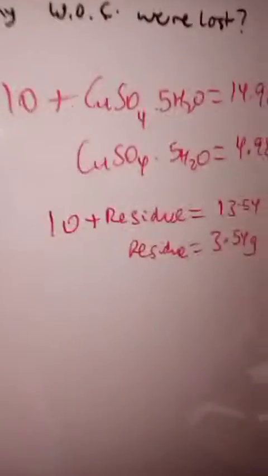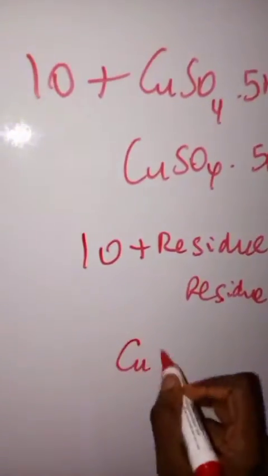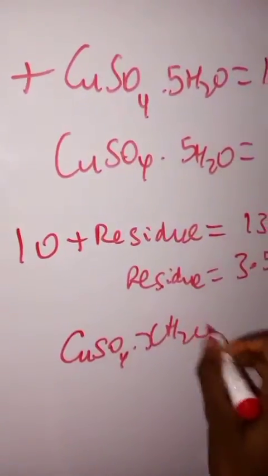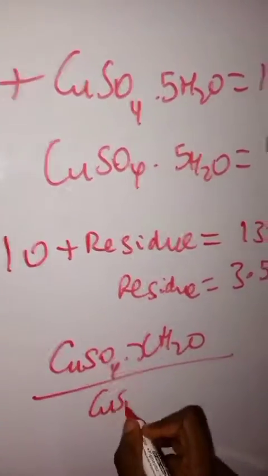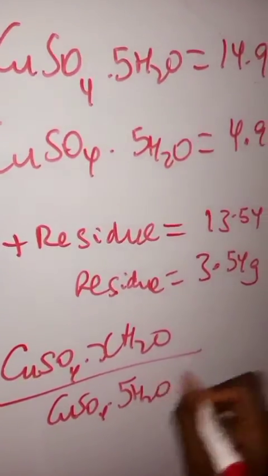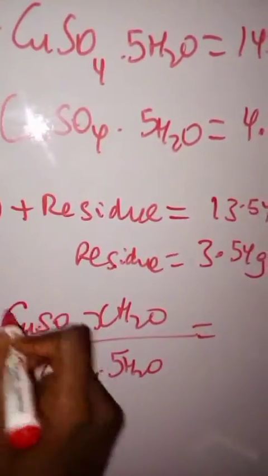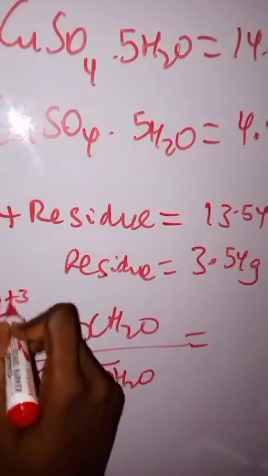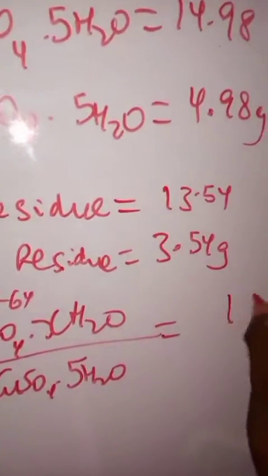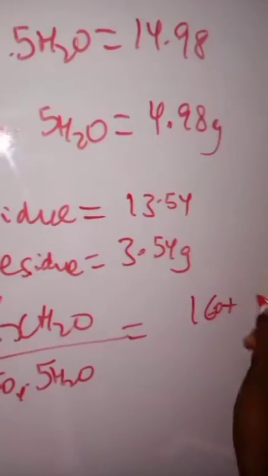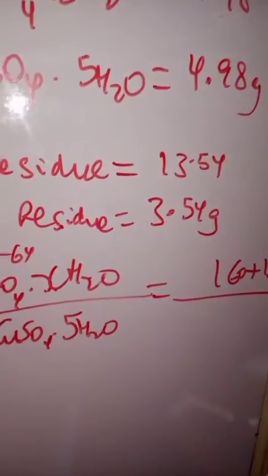So let's just put it this way. I can call this one CuSO4.xH2O. Then CuSO4.5H2O is my main hydrated salt. So yes, let's go for the molar mass now. What's the molar mass of this one? Cu is 64. S is 32. Oxygen is 16 times 4, that's 64. So if you add it up, you get 160 plus 18x. x times 18 over CuSO4.5H2O, that's what?